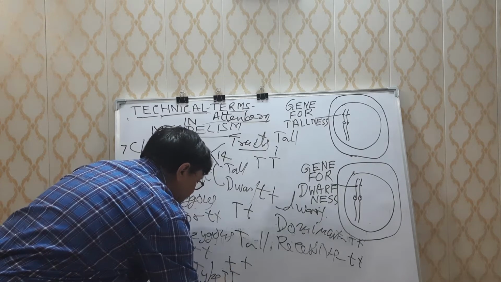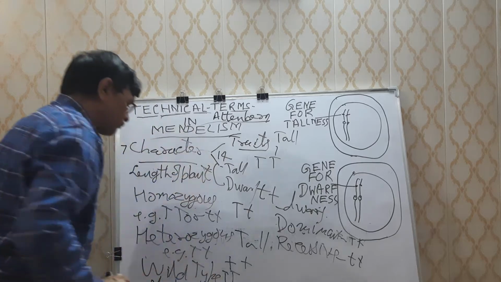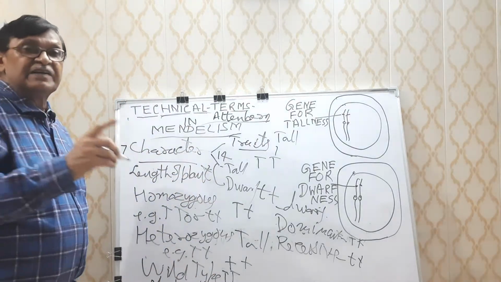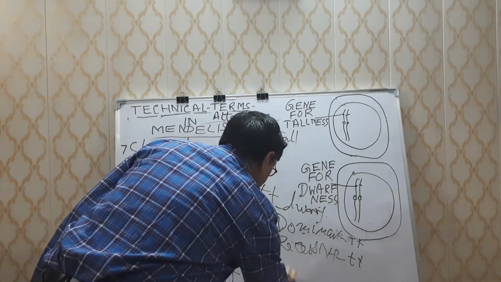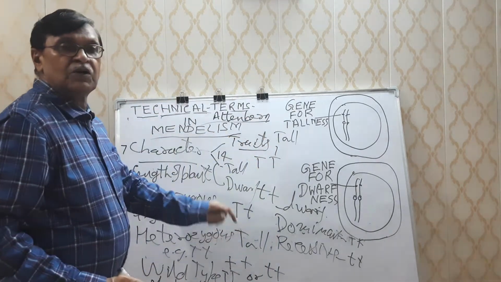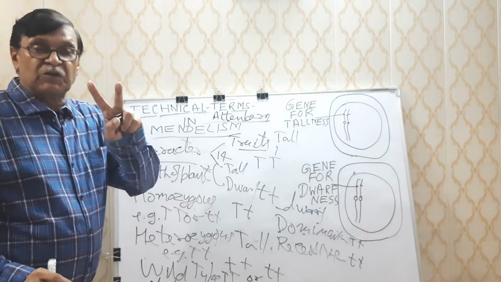it may be either capital T, capital B, or small b. Maybe that this mutant may be recessive also. So be very clear about that.